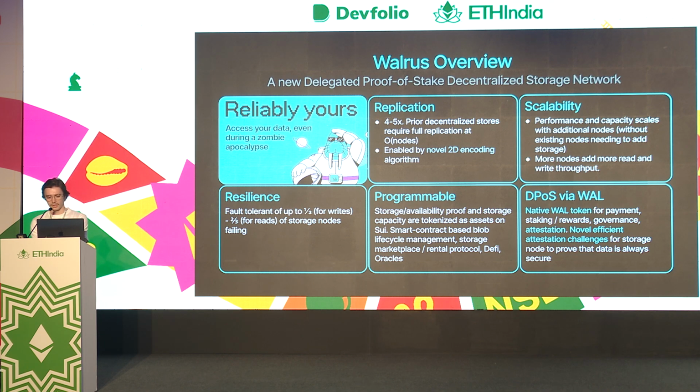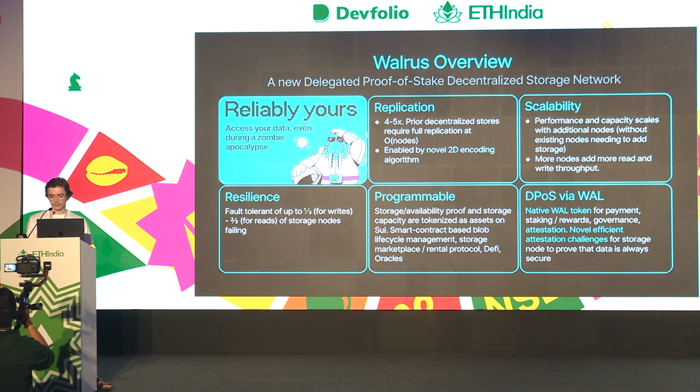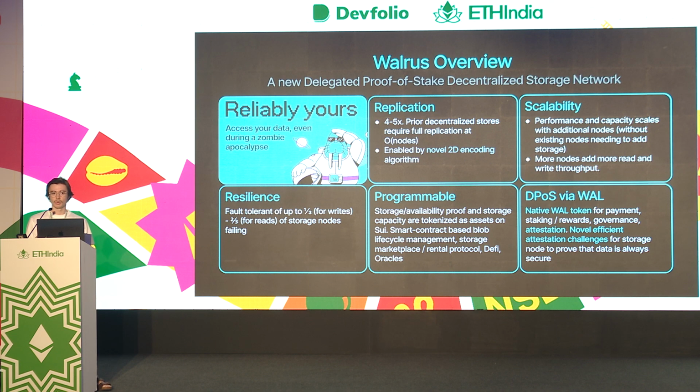We are able to accomplish this because the team at Walrus created a novel 2D encoding algorithm that allows us to shard the data in a way that only needs to be replicated 4 to 5 times. And because we have constant replication, Walrus is very scalable at the same time, because adding nodes to the network will actually improve its performance. The more nodes there are, the more throughput for reading and writing.